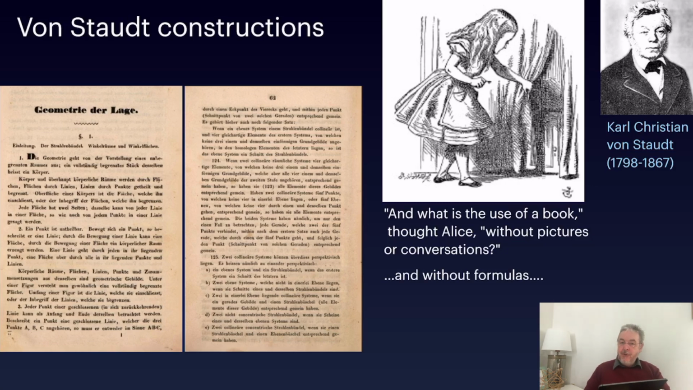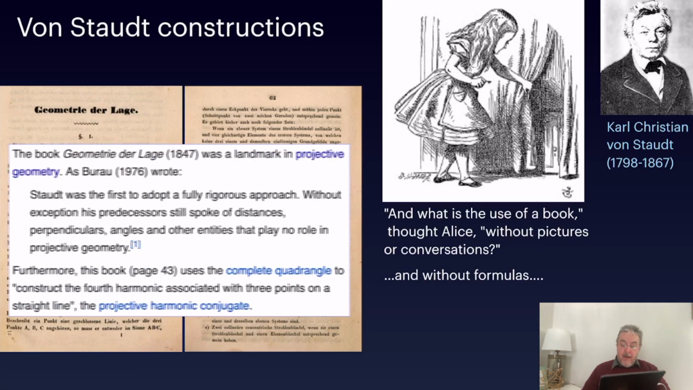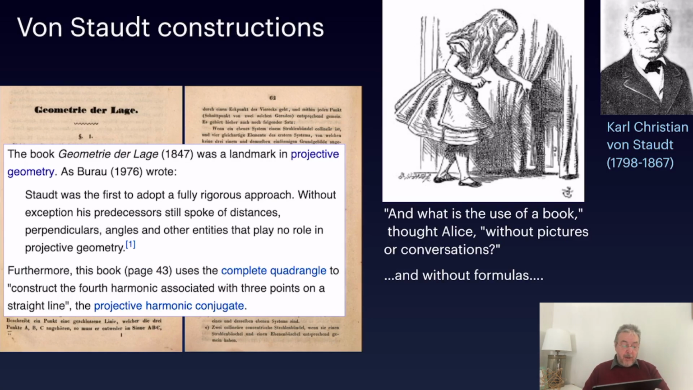It changed projective geometry. It put projective geometry on a basis such that it equally stands with the numbers of a field. Let me just quote from a Wikipedia article about Christian von Staudt. The book Geometrie der Lage was a landmark in projective geometry. Staudt was the first to adopt a fully rigorous approach. Without exception, his predecessors still spoke of distances, perpendiculars, angles, and other entities that play no role in projective geometry.